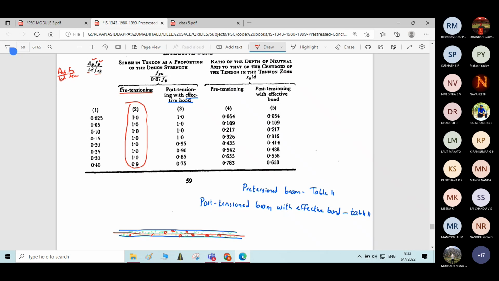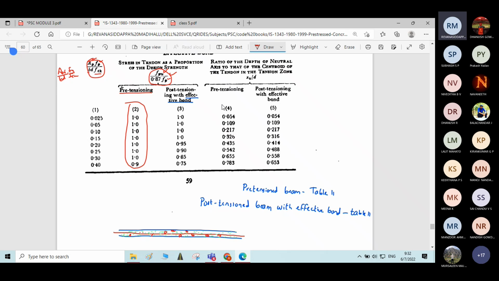If you find the value of this ratio, then corresponding to that value, we will find the value of FPU by 0.87 FP, by referring to the pre-tensioning column. FP will be known, then FPU you can get. What we will do? First, we will find this ratio. After that, corresponding to this ratio, we will find FPU by 0.87 FP. Knowing the value of FPU by 0.87 FP, you can find the value of FPU because FP value is also known. By this you will get the FPU value.